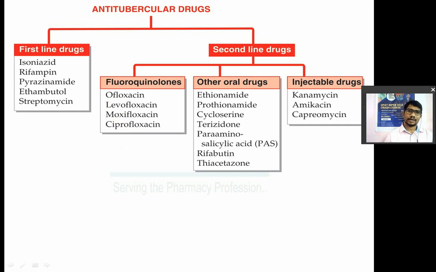Now the second class: in the second line drugs you have ethionamide, prothionamide, cycloserine, thiacetazone, para-aminosalicylic acid, rifabutin and clofazimine. You can remember these drugs by using one trick. Where am I reading from? From a PPT. PPT: P for prothionamide, P for para-aminosalicylic acid, T for thiacetazone. So I am reading from the PPT.